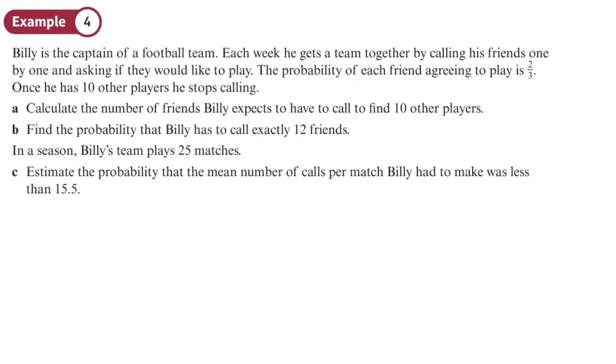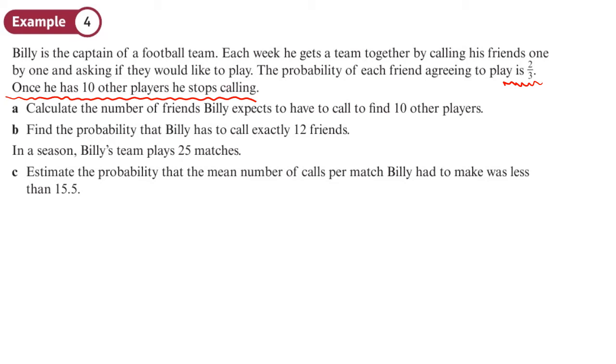Billy is the captain of a football team. Each week he gets a team together by calling his friends one by one and asking if they would like to play. The probability of each friend agreeing to play is 2/3. Once he has 10 other players, he stops calling. So what happens with this type of distribution? How are we going to decide which type it is?